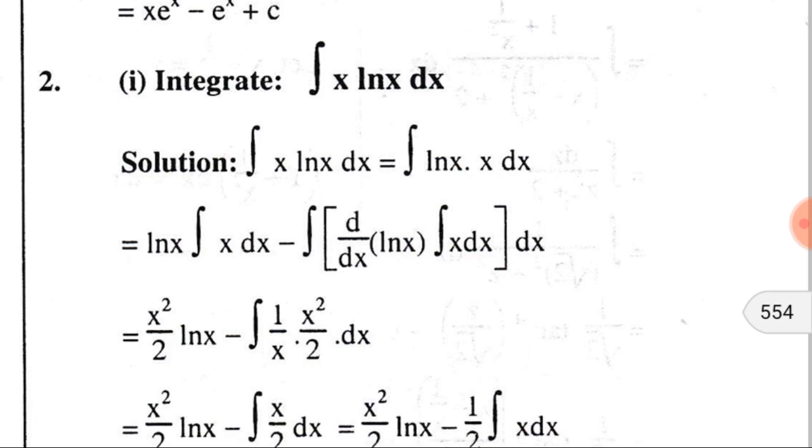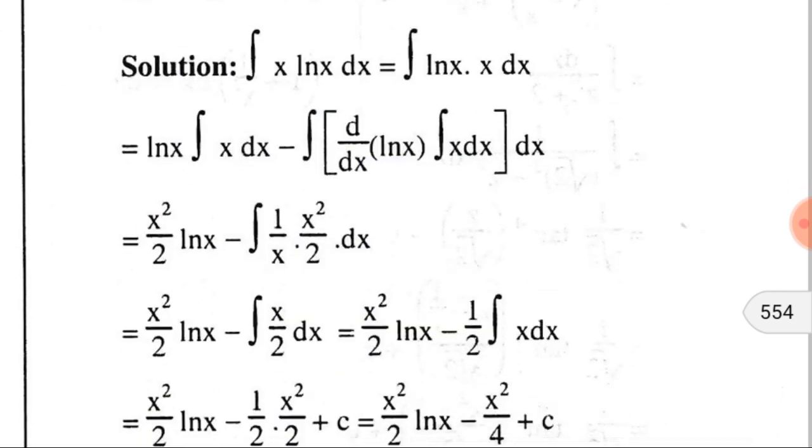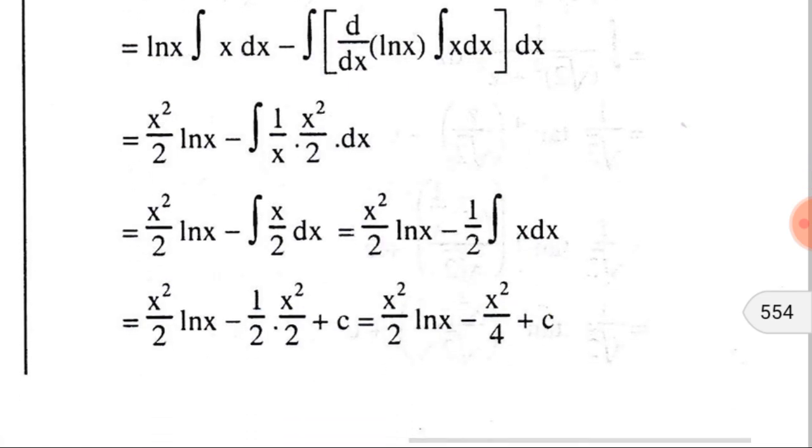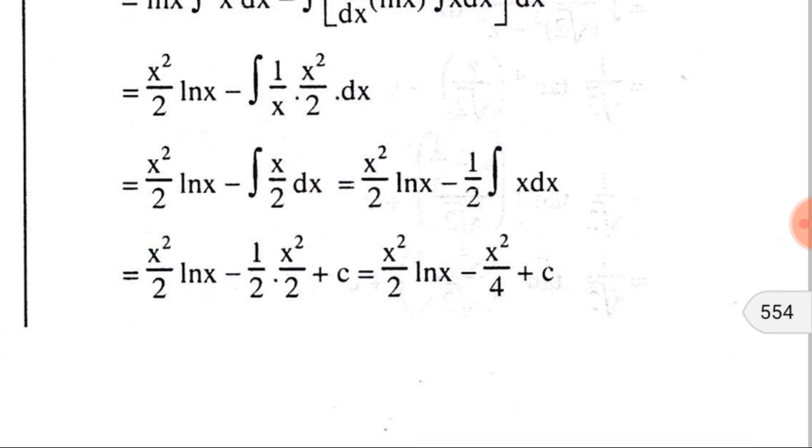Now after calculation we get x squared by 2 ln of x minus integration of x by 2 dx. Here we can put the half outside the integration sign, then we get half of integration x dx. Then the integration of x is x squared by 2, so ultimately we get x squared by 2 ln of x minus x squared by 4 plus c, where c is the integral constant.